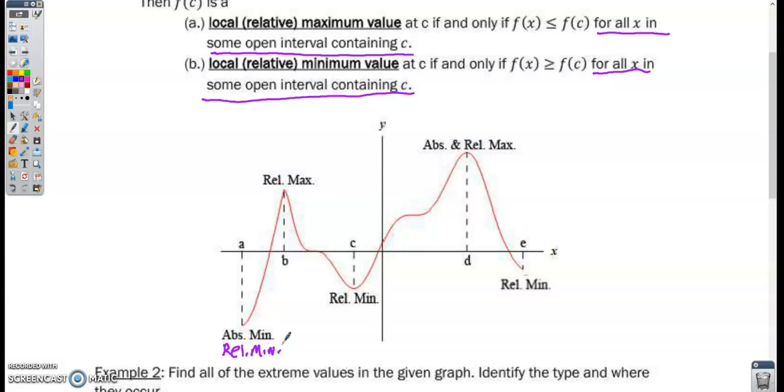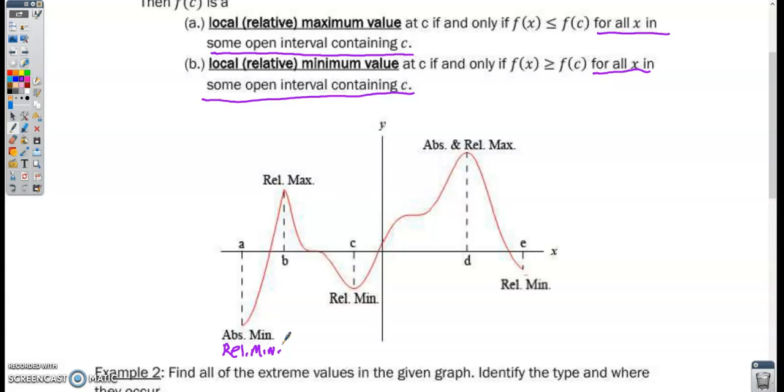Think about it this way. If you're talking about an absolute maximum, it's bigger than all values of the function in the domain. And a relative max is bigger than all function values in some interval containing c. Well, if something's bigger than all values in the domain, then it has to be bigger than all values in any open interval around it as well. So if it's an absolute extreme, it must also be considered a relative extreme, but not vice versa.